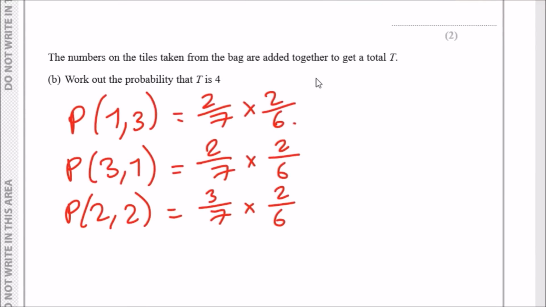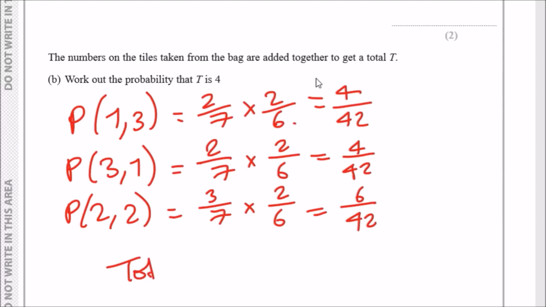That's it. So evaluate all the probabilities so you can do it head on. So 2 times 2 is 4. 7 times 6 is 42. So everything's over 42, yeah? 2 times 2 is 4 here. 3 times 2 is 6. And now you just add them up.